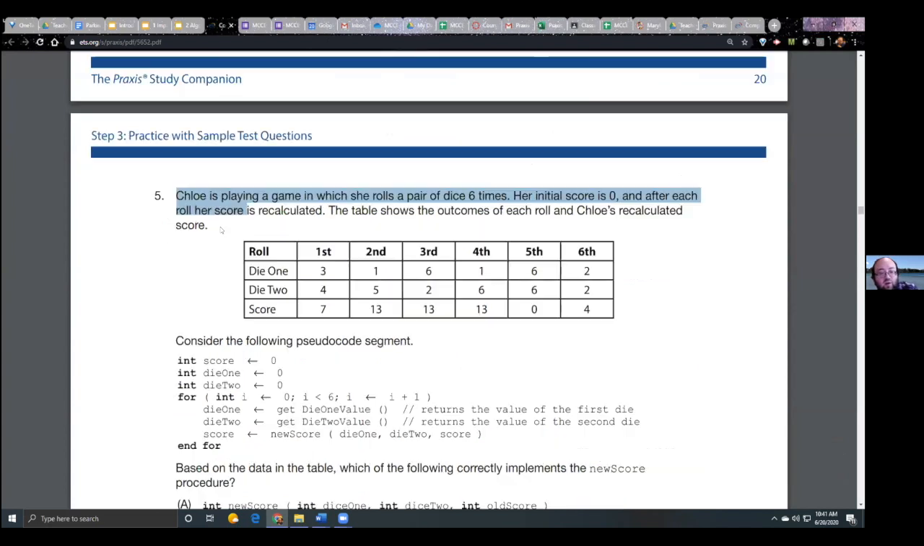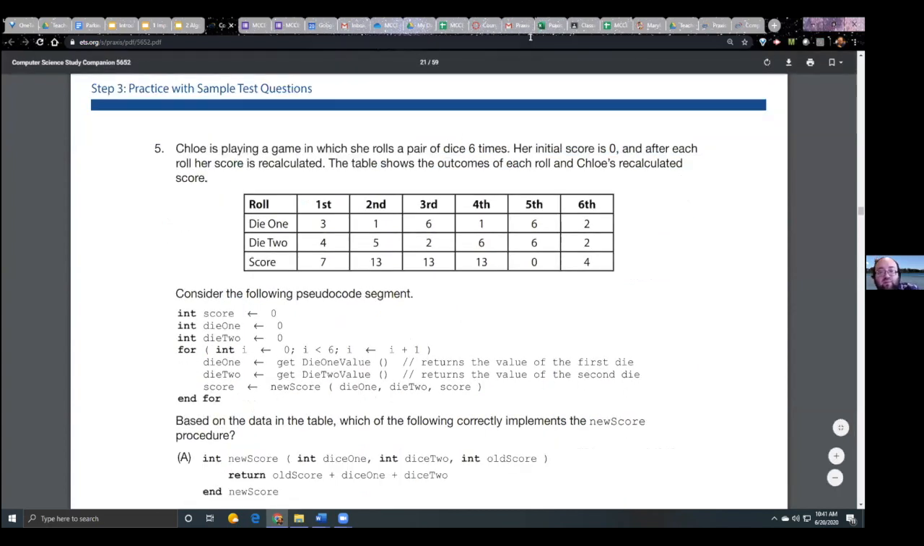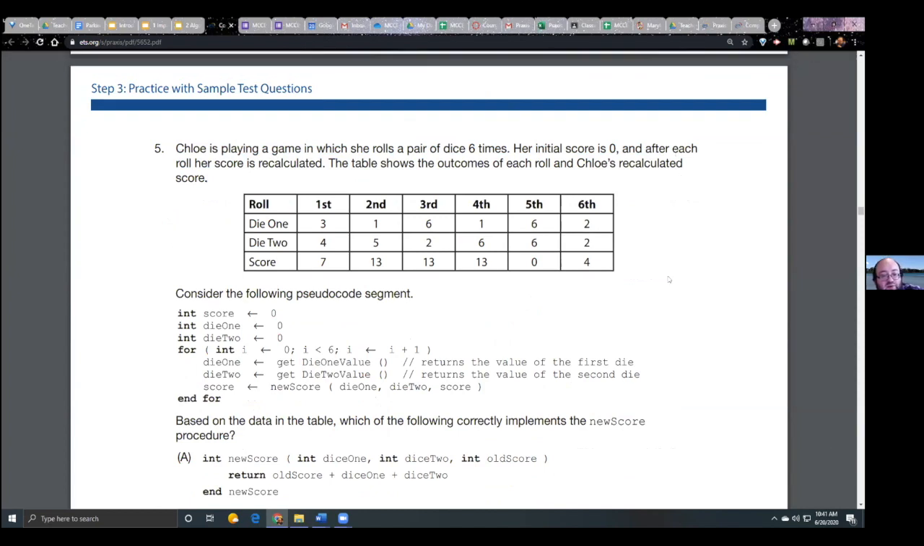Chloe is playing a game in which she rolls a pair of dice 6 times. Her initial score is 0, and after each roll, her score is recalculated. The table shows the outcomes for each roll and Chloe's recalculated score.